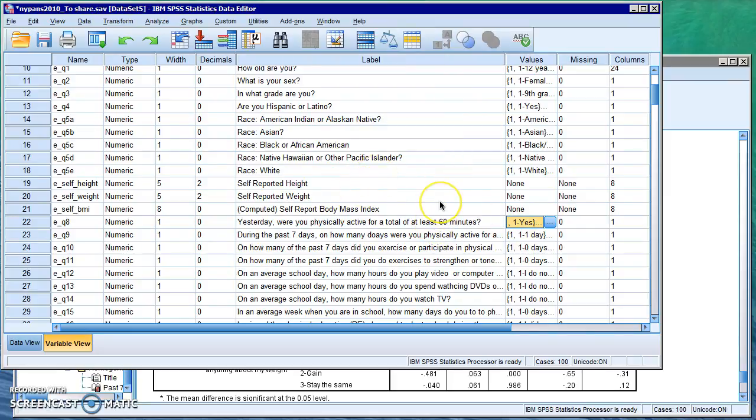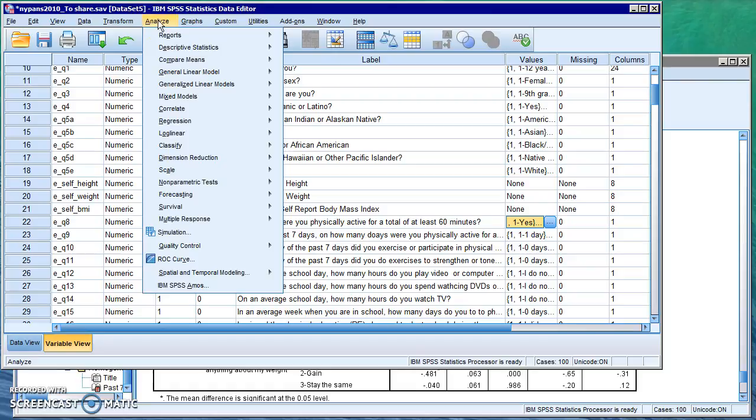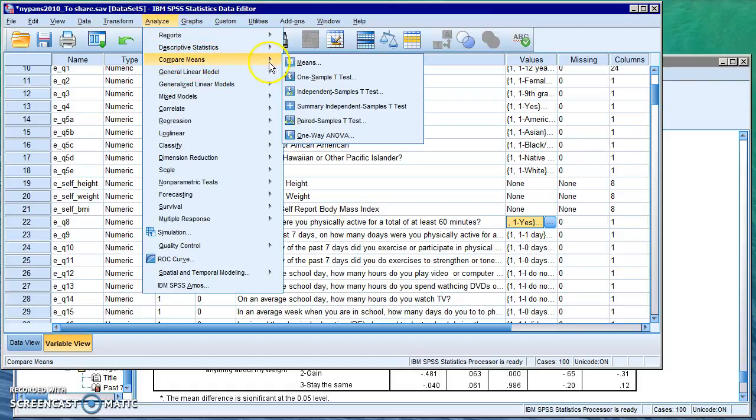If we had more groups, say they divided it into at least 60, at least 30, or 0, or however they divided the groups, we might be able to put this into one-way ANOVA, but here with only 2 groups, we are able to do an independent t-test. So first you go to Analyze, Compare Means, Independent Samples t-test.